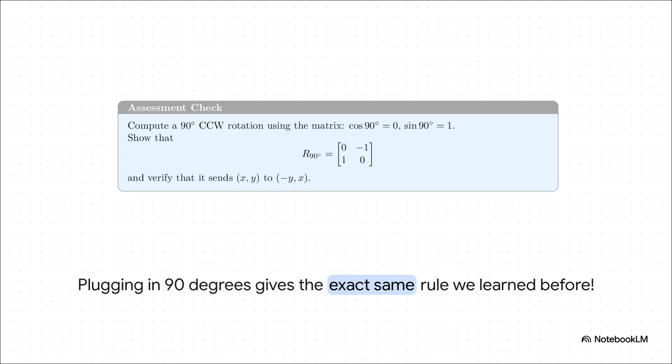Let's test it out. If we plug 90 degrees into our master key, well, the cosine of 90 degrees is 0 and the sine of 90 is 1. When you plug those in, the whole matrix simplifies, and guess what rule pops out? (x, y) becomes (-y, x). It's the exact same simple rule we learned before. See? This matrix really is the universal key for any rotation.